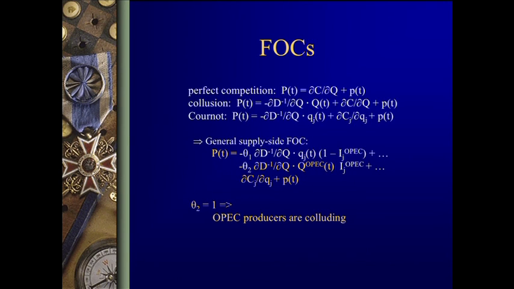And then the second line, theta 2, is hit by the indicator for being an OPEC country. So this second line applies if we're talking about an OPEC country. If theta 2 is equal to 1, then we have price is equal to markup for the OPEC plus marginal cost plus marginal user cost. So the OPEC producers are colluding, so they're behaving as a monopolist if theta 2 is equal to 1.